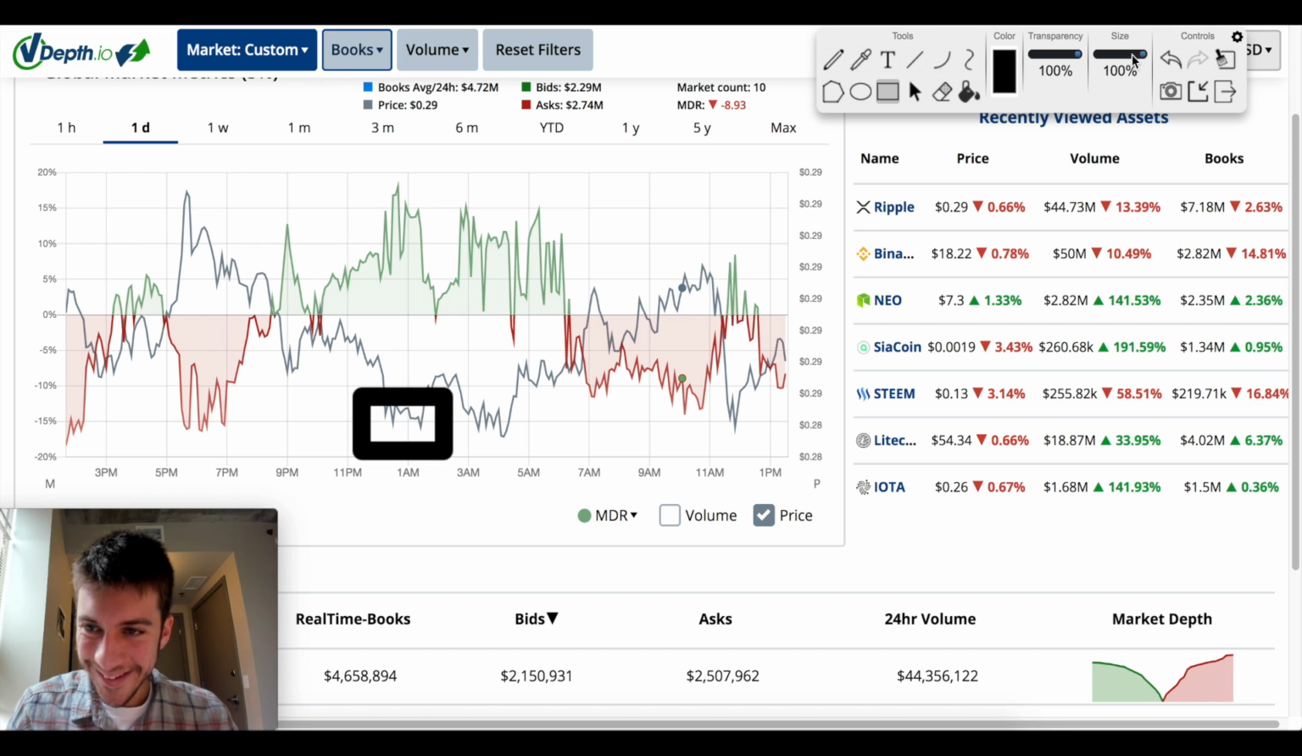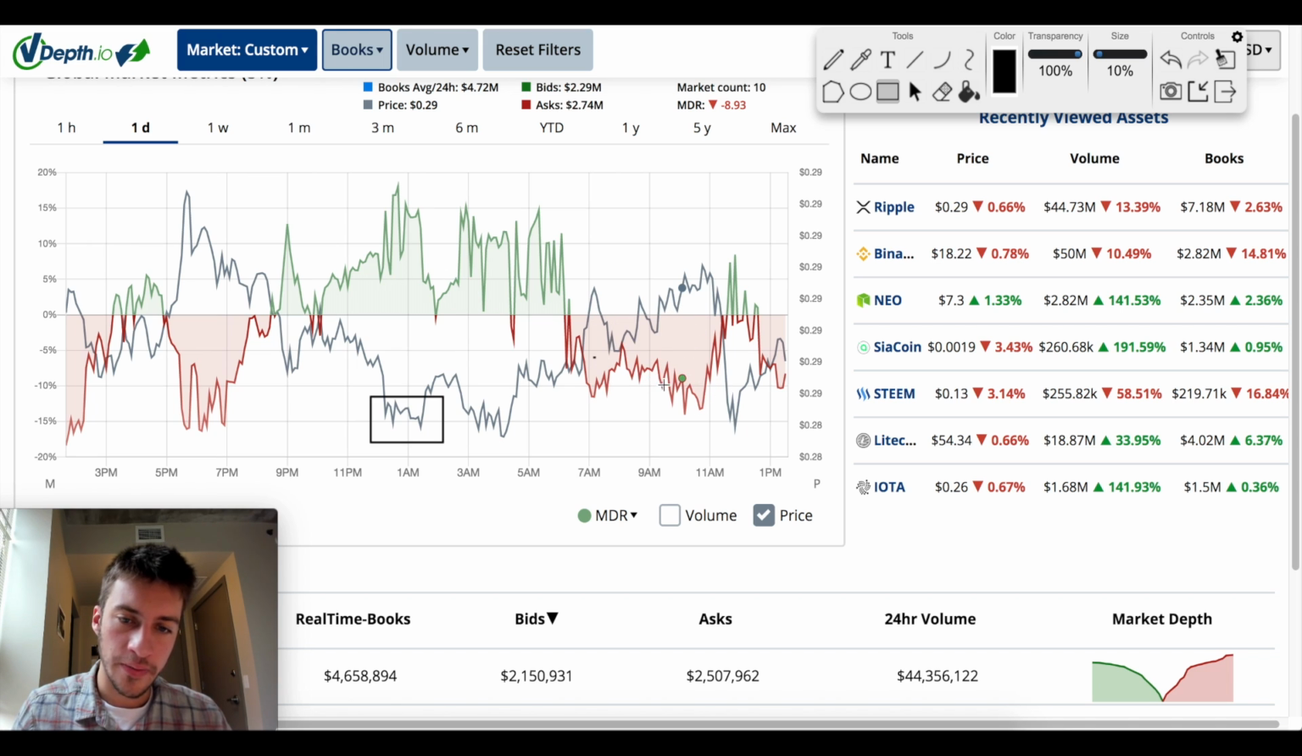Okay. That is a really interesting color. Interesting size. So we bought here at almost the market low, just because we're using order depth here, and it looks like price rose, and we probably would have sold once we see all this negative MDR right here, as you can see. That would have been a good time to sell.